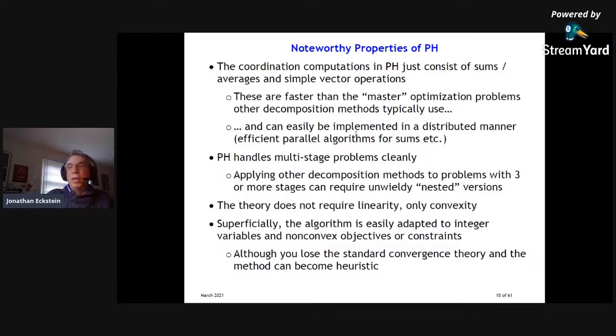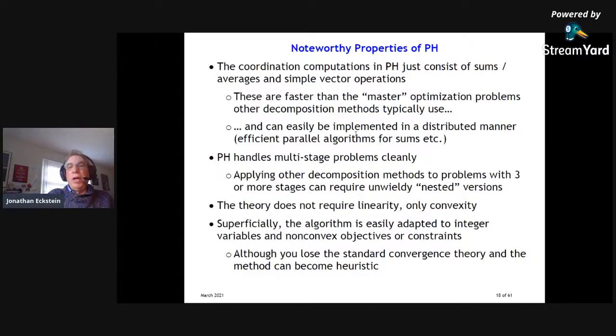Another great thing about progressive hedging is it handles multi-stage problems very nicely. Some of these other methods like Benders look nice for a 2-stage problem, but then for a 3-stage problem, you have to use some weird nested version of it, and it can get ugly pretty quickly. The nice thing about progressive hedging is that even if you have a lot of stages, it just changes how you compute these averages. It doesn't really change much else.